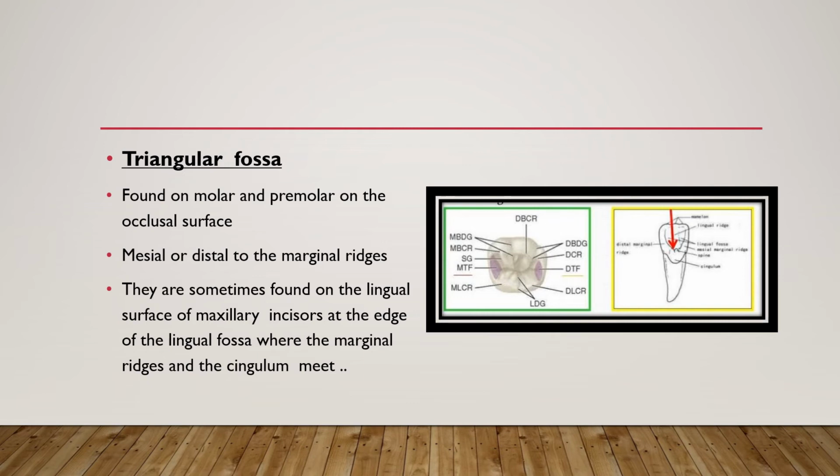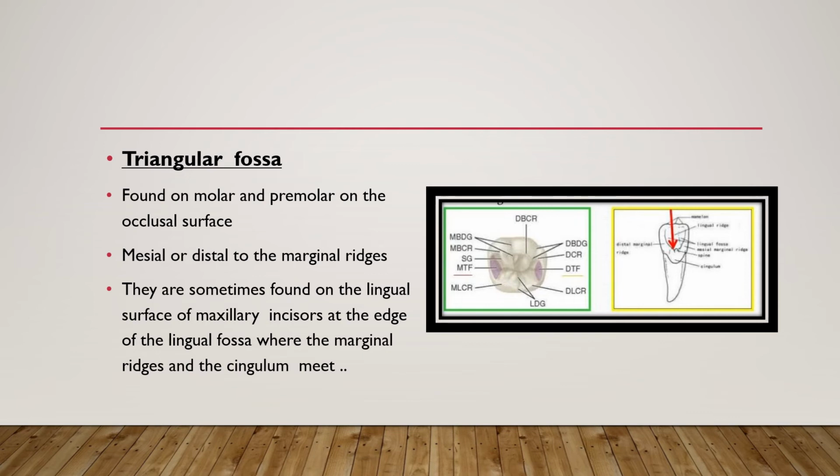As you have already known now what marginal ridges are, they are the rounded border of the enamel that forms the mesial or the distal margin of the occlusal surface of premolar or molar. So ये जो हमें fossa है, ये हमें mesial या distal to the marginal ridge मिलेगा.